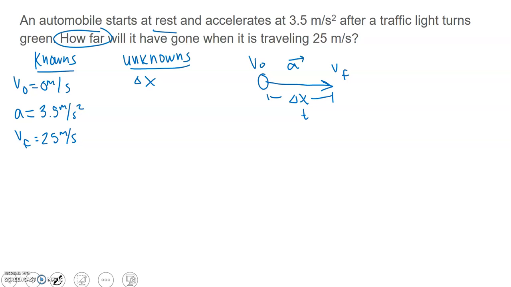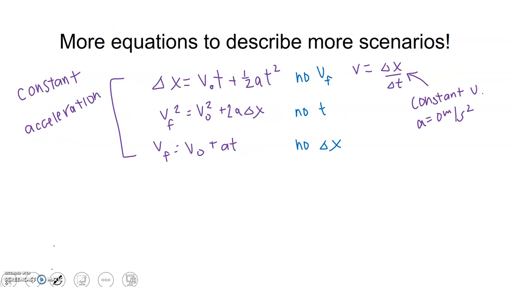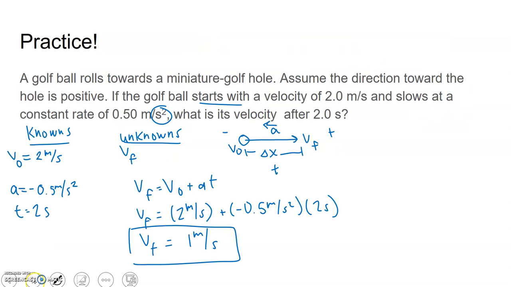Next, we must choose our equation. We're looking for displacement when we know the initial velocity, acceleration, and final velocity. Notice how time is not listed as a known or an unknown. So if we go back to our equations, it seems appropriate to use the second equation because we know initial velocity, final velocity, and acceleration. We're looking for displacement, and time is not involved.